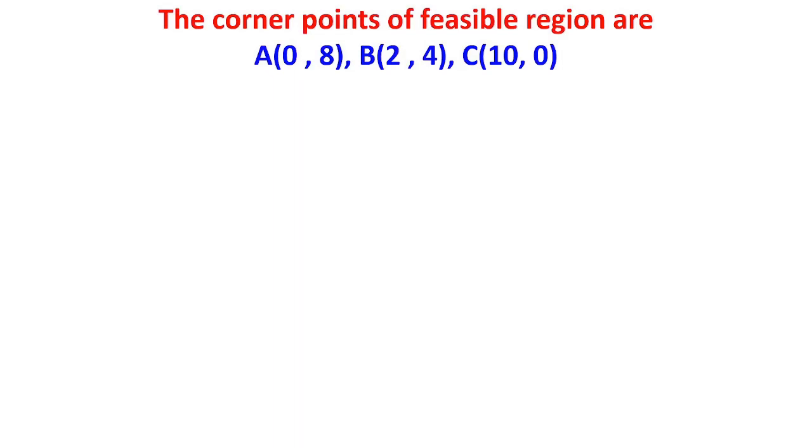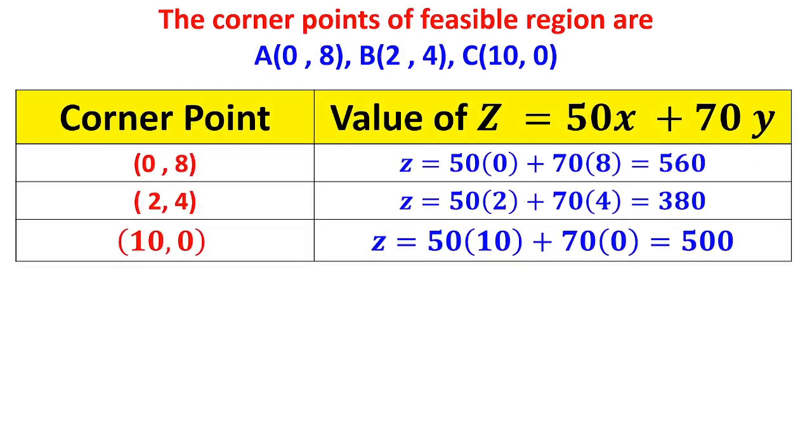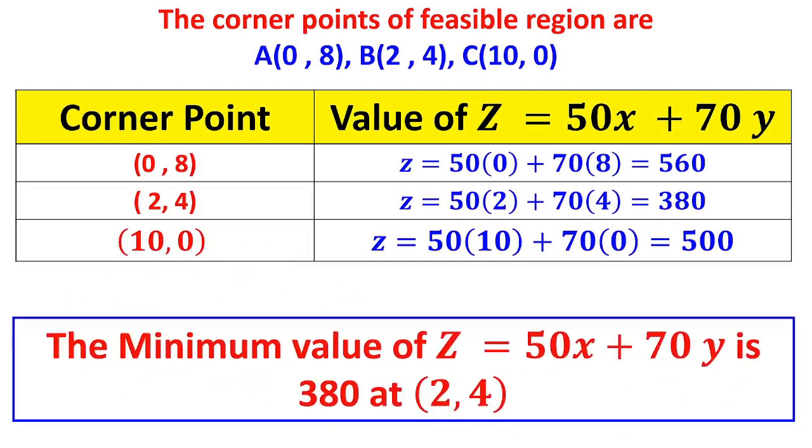Let us now put down the corner points of the feasible region. Put it there now, 0 comma 8, 2 comma 4, 10 comma 0. This is a problem of minimum value. It is 380 at 2 comma 4. Good.